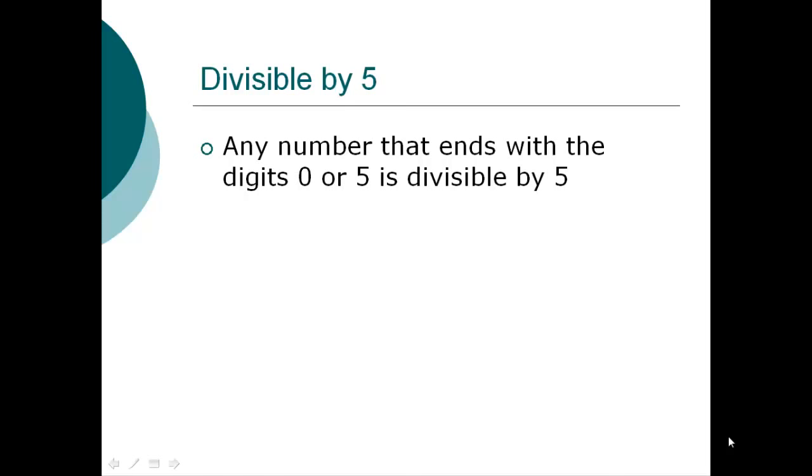For whether a number is divisible by 5, it's pretty simple. You just look at the last digit of the number. If it ends in a 0 or 5, then it's divisible by 5.